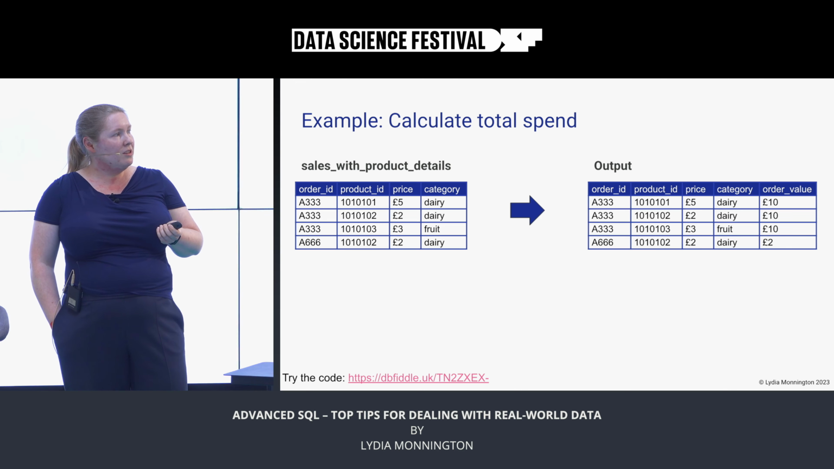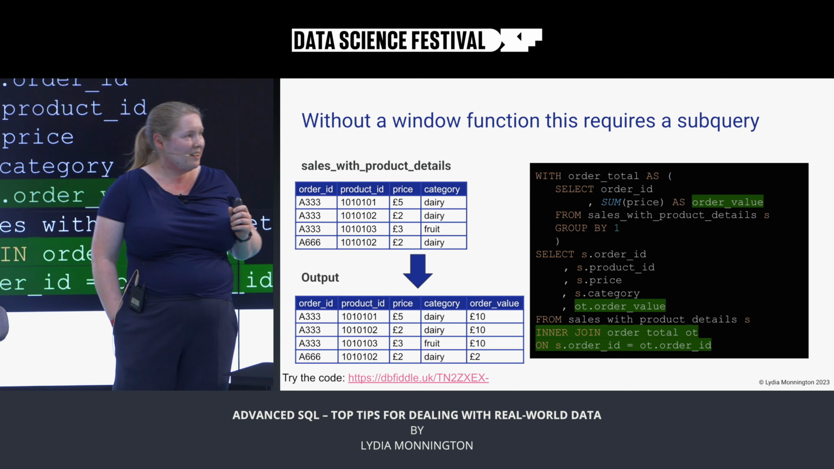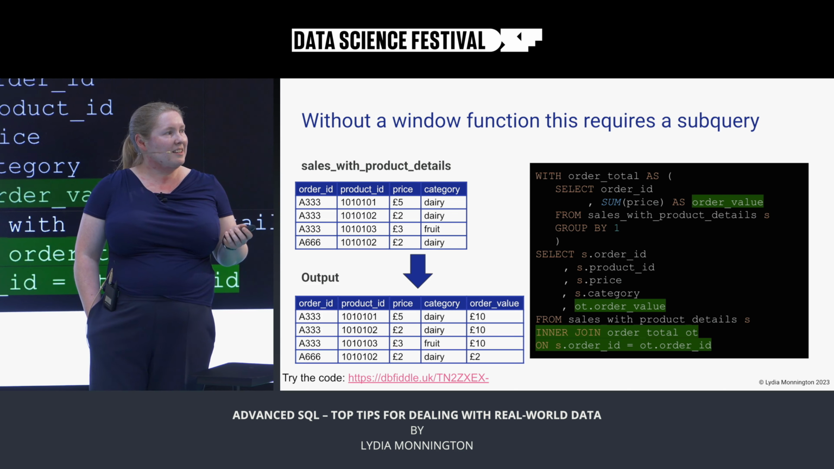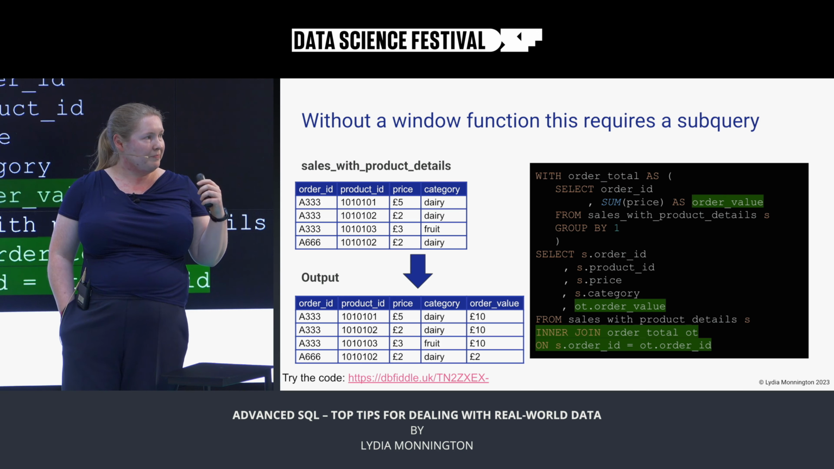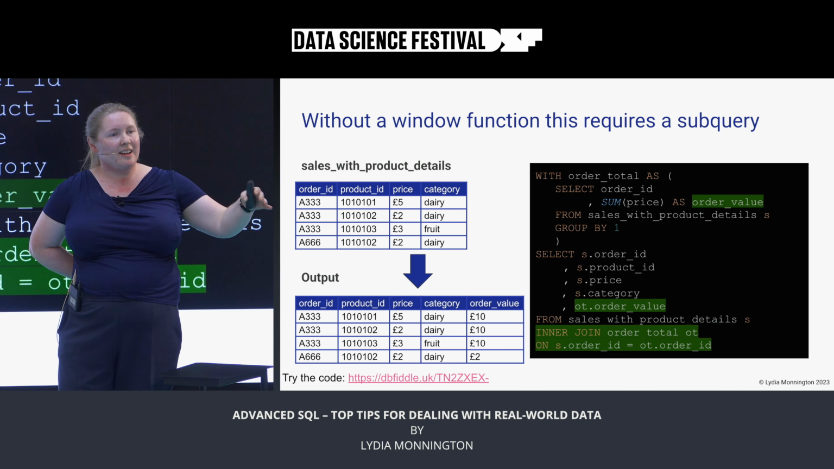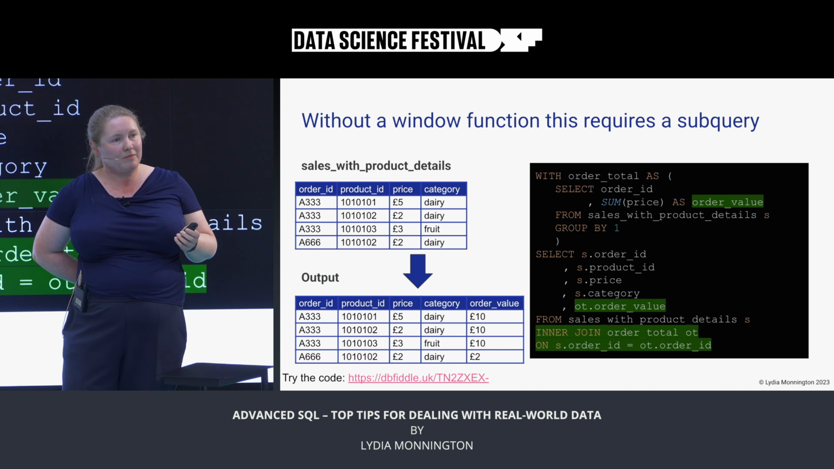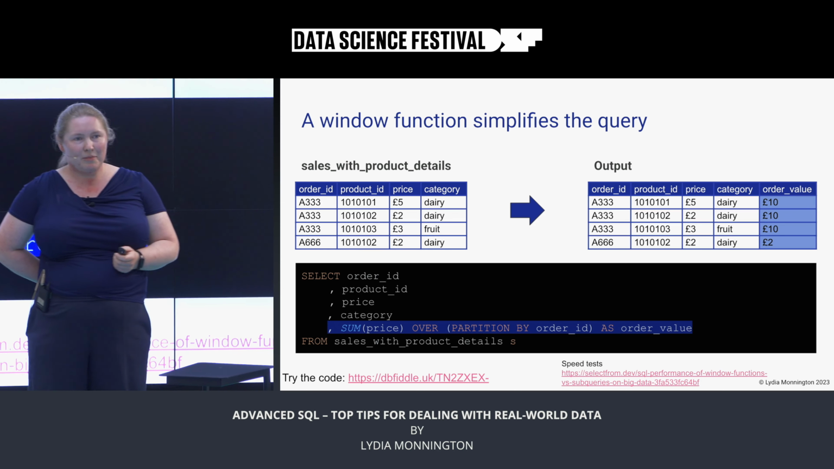If we wanted to do this without a window function, we could. We'd need a subquery. We'd first calculate the order total, so you'd select order ID, sum of price, and group by that. And then you'd join that back in, just joining on the order ID. But it's a little bit long-winded. So with a window function, it simplifies it.